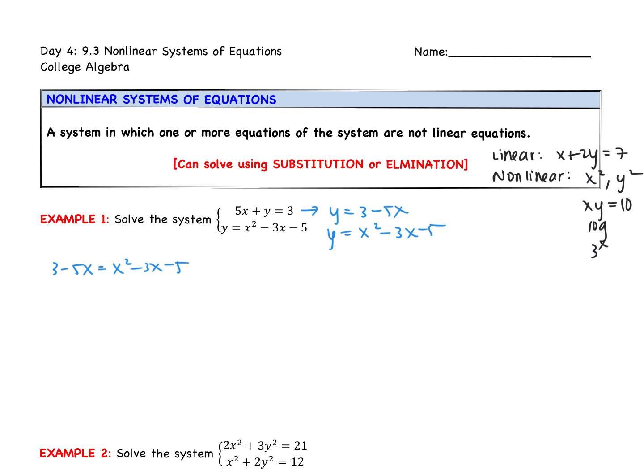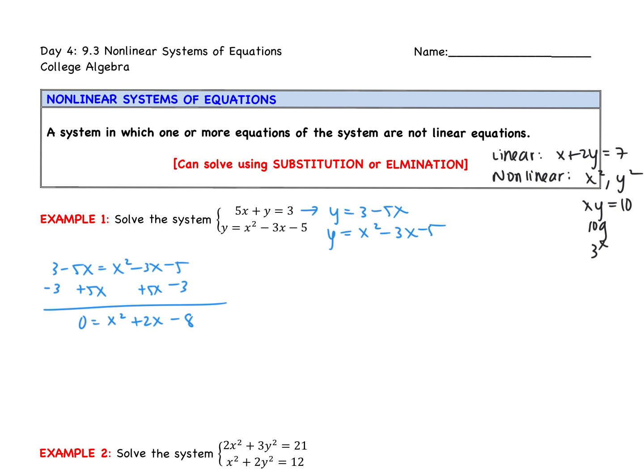Okay, simplify, move everything to one side so that we're set equal to 0. So I'm going to subtract 3. I'm going to add 5x. So everything is set equal to 0. I have x squared, add 2x, subtract 8. What options do I have for solving something like this? What's it called? Factoring, that's one. If it doesn't factor, what are we going to do? Quadratic formula.